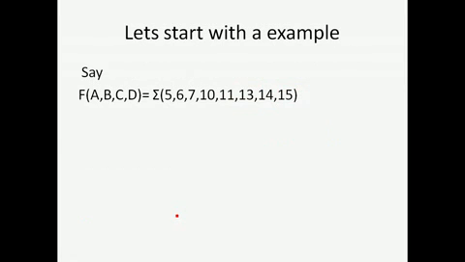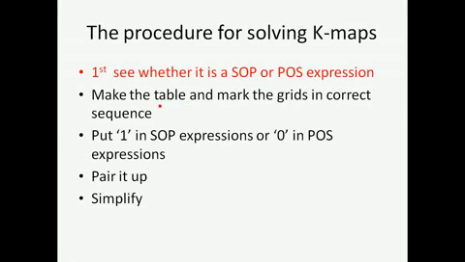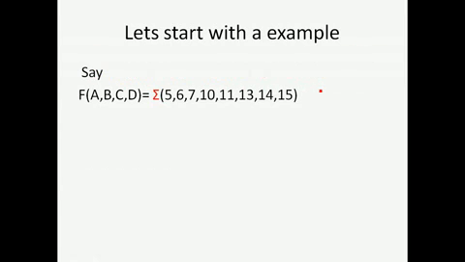So let's start with an example. Suppose f is a function of a, b, c and d, 4 variables. And this is the question. First, we have to see whether it is a SOP or POS expression. Okay, how to check? Over here, we have got this summation sign. This summation sign indicates that this is a SOP expression, means sum of product. If it was a pi sign, then it was a POS expression, that is product of sum.